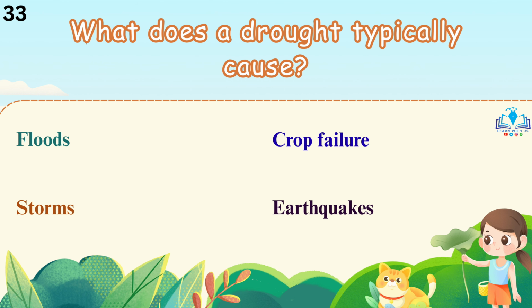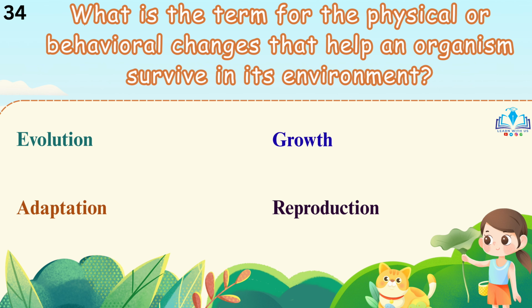Question 33. What is a typical cause of a drought? A. Floods, B. Crop failure, C. Storms, D. Earthquakes. Answer B. Crop failure.